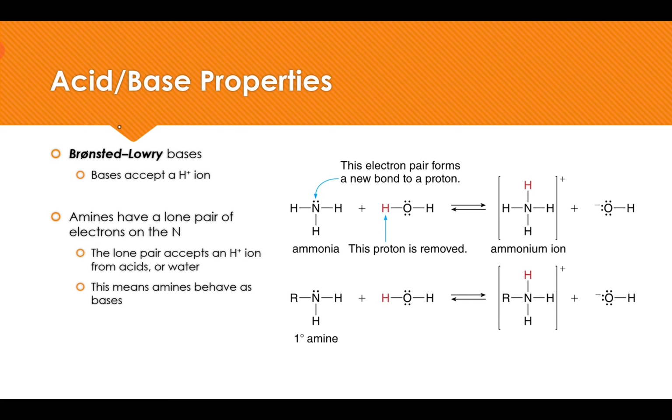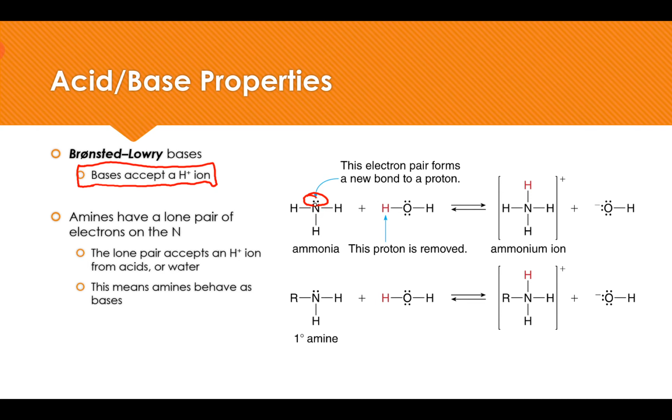Let's talk about our properties. So what is a base? A base, by the Bronsted-Lowry definition, accepts an H+ ion. So how does it accept an H+ ion? The lone pair on nitrogen is what causes this molecule to act like a base.